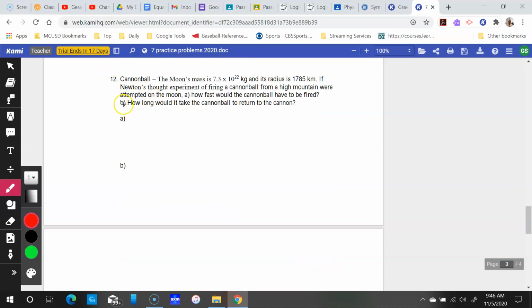12 relates to that thought experiment that Newton had about shooting a cannonball off a mountain elevated from Earth. Here now we're just using that same thought experiment, but it would be using a cannonball shot from a mountain on the moon. If you have any questions, please email me.